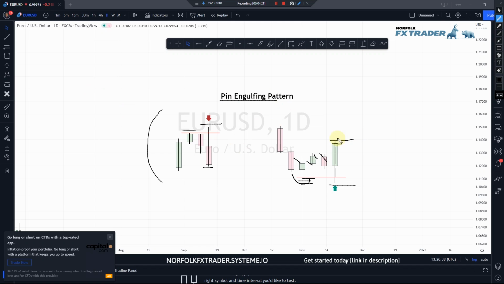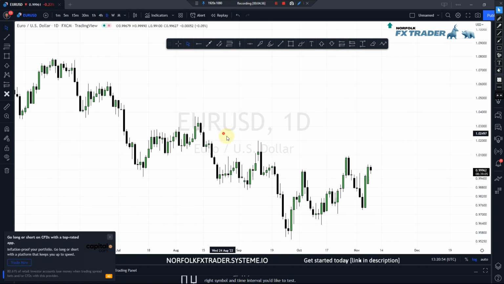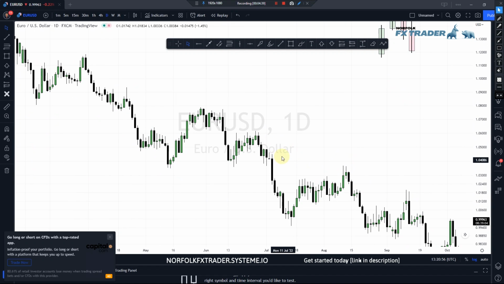So now that's the pattern we're looking at. Let's now have a look at the price chart. We're on the daily time frame on the EUR/USD. We're going to have a look at some of the previous movements where you can see how this price pattern works in real time. So let's start over here to the left.